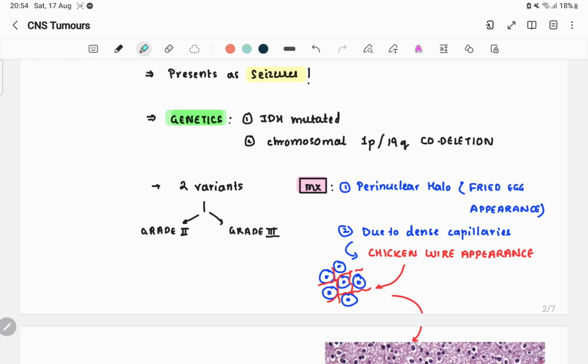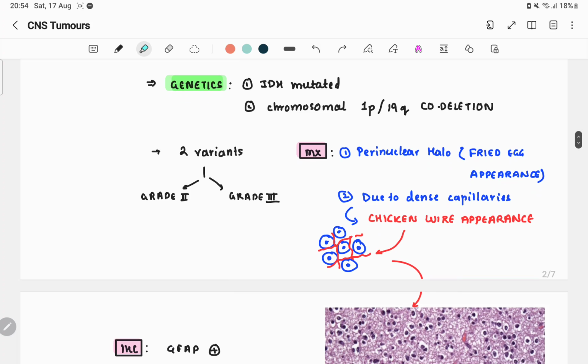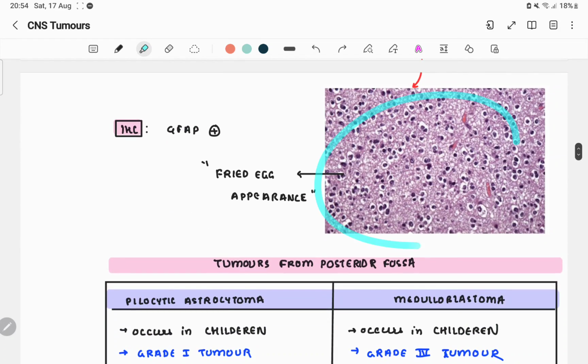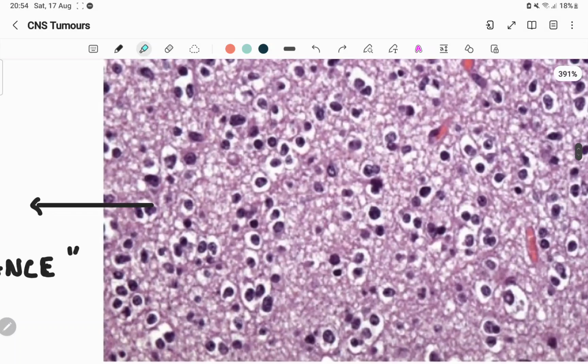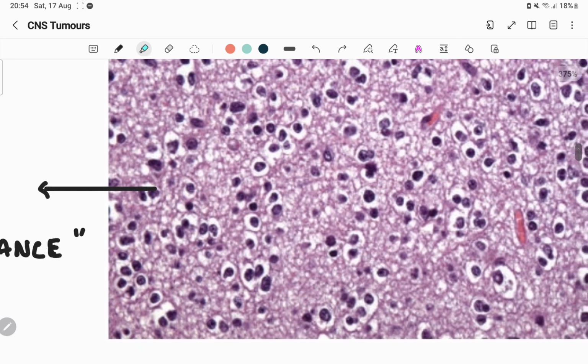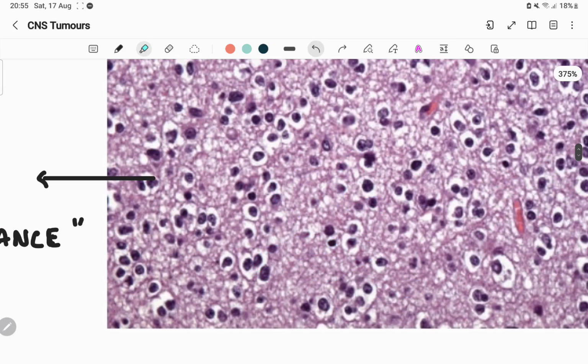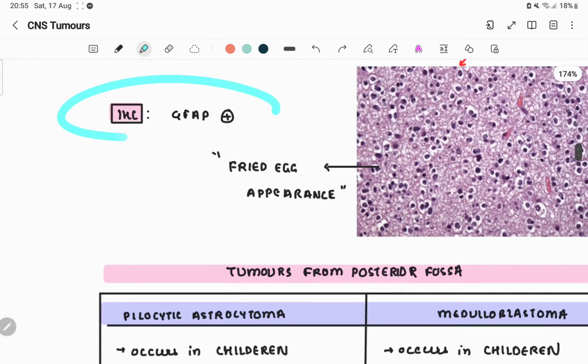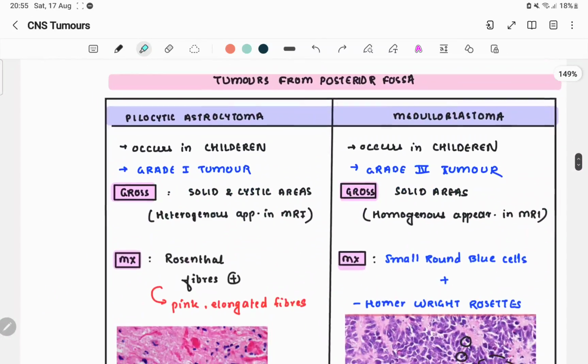So perinuclear halo is present, giving a fried egg appearance, and due to dense capillaries, present in a network-like fashion, it is called chicken wire appearance. Very important. Look at this, the perinuclear halo, you can see. Can you see the cells? Have a look at this cell. It has a perinuclear halo and chicken wire appearance, you can see all the capillaries present like a meshwork. Immunohistochemistry, again GFAP positive.